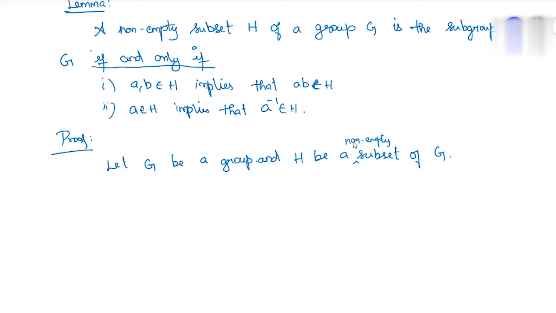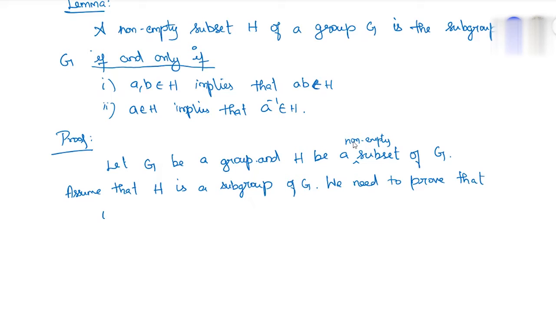Now, first thing is, you have to assume H is a subgroup of G. Then we need to prove that these two conditions hold: A, B belongs to H implies AB belongs to H, and A belongs to H implies A inverse belongs to H. This is what we need to prove.